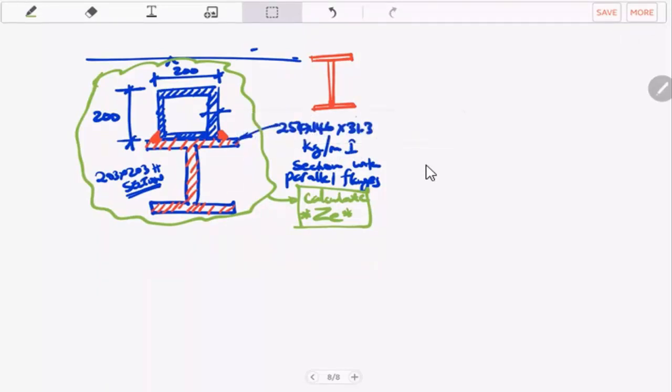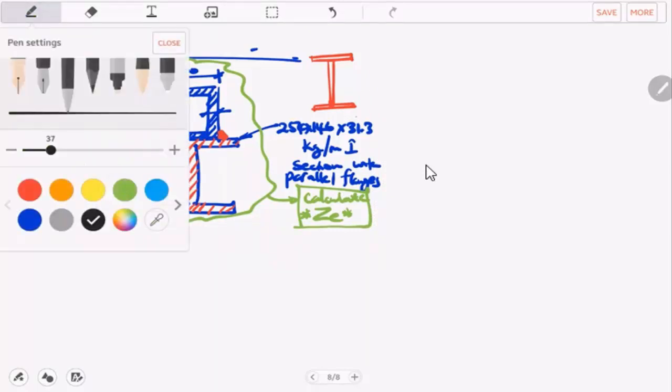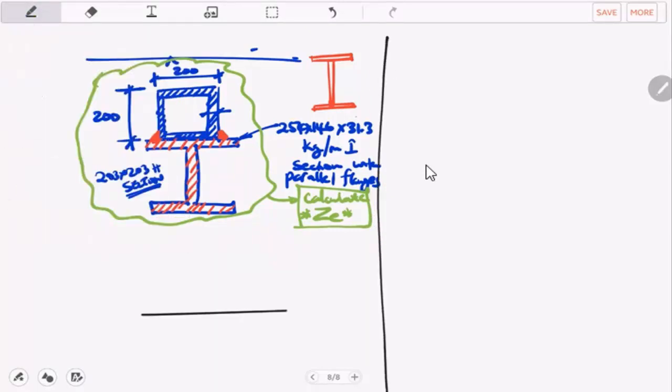Right. So what are we going to do with this information? The first thing we are going to do is determine the position of the neutral axis.